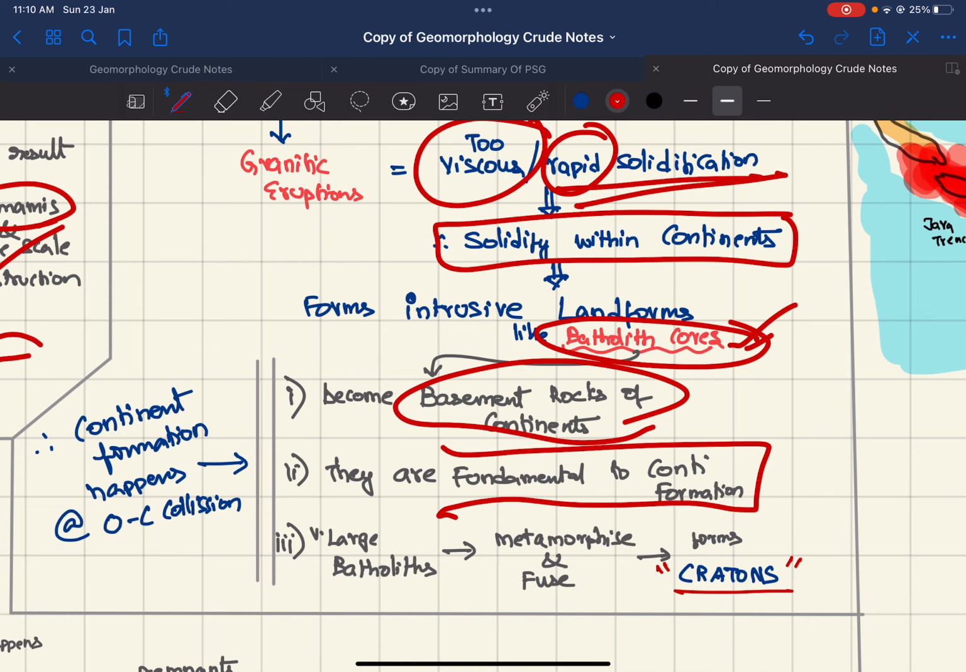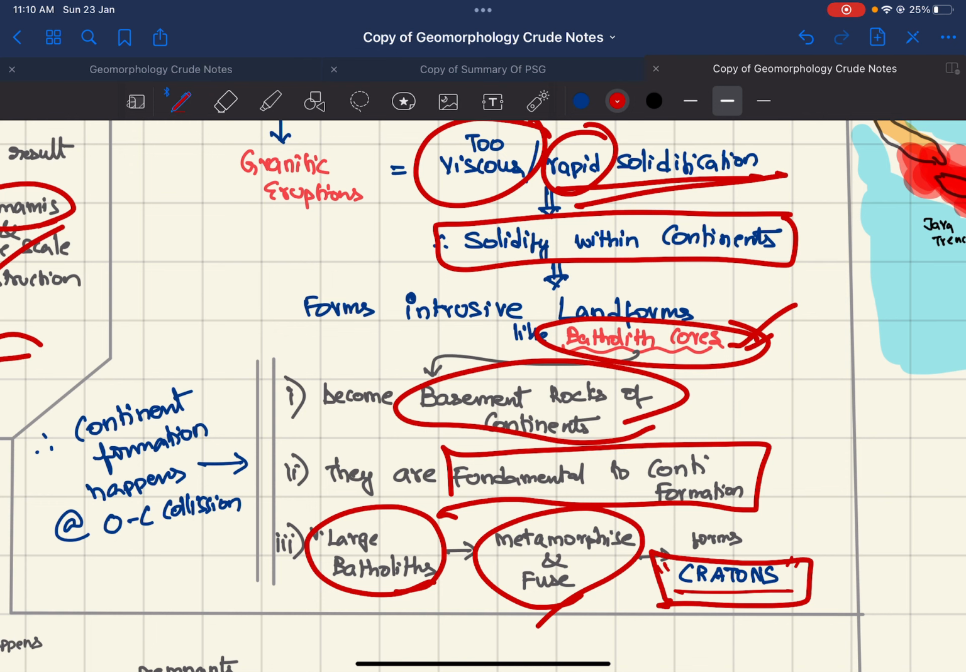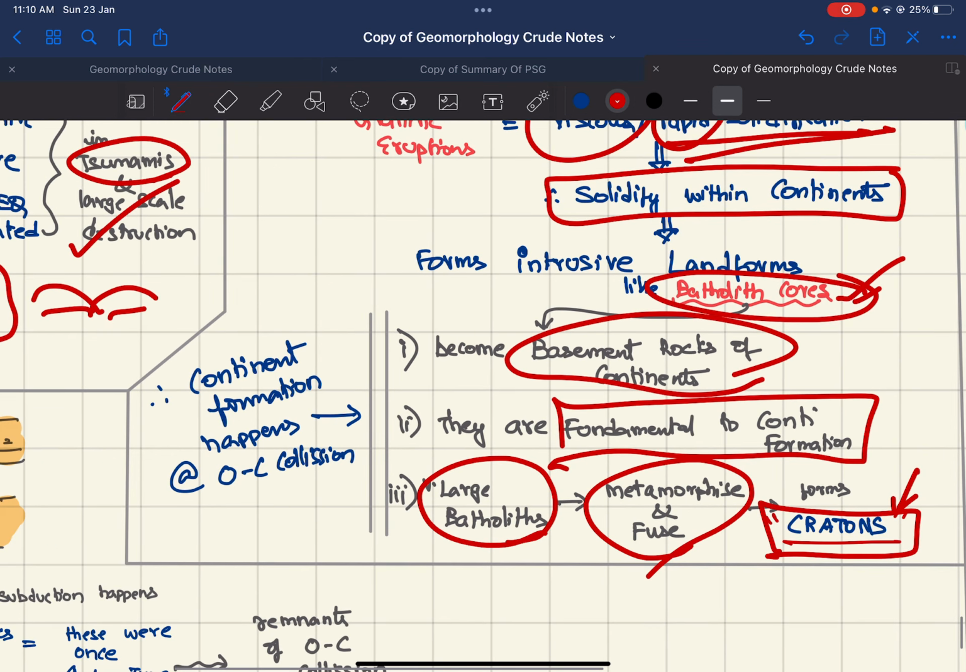They are fundamental to continent formation. These large batholiths, several of them, metamorphose and fuse and form something called cratons, which are the fundamental building blocks of the continents. So we can say that continent formation happens at ocean-continent collision.